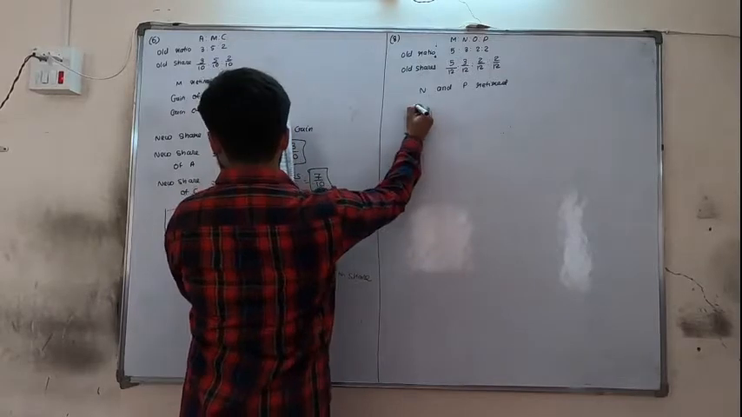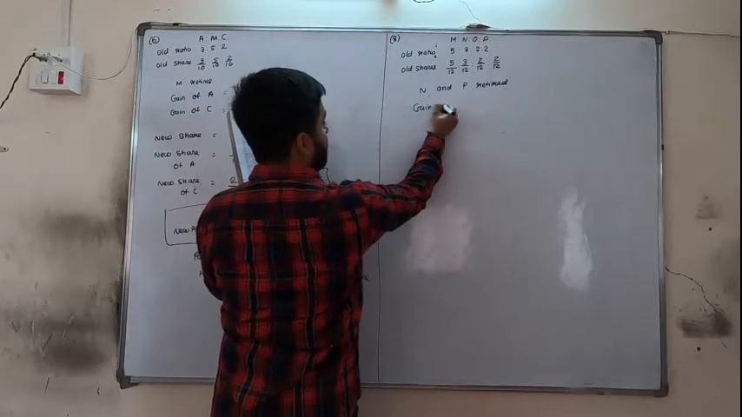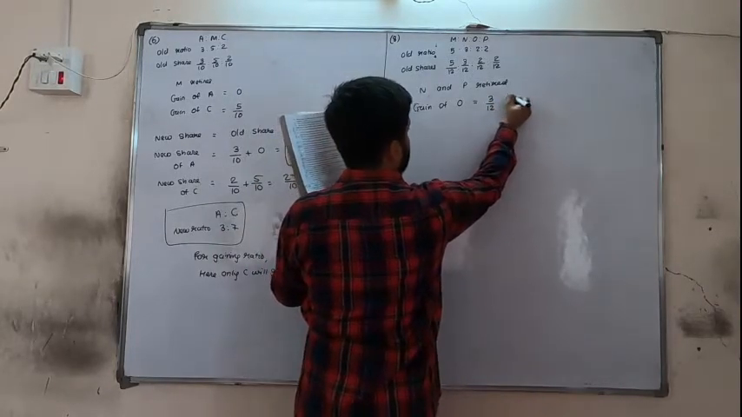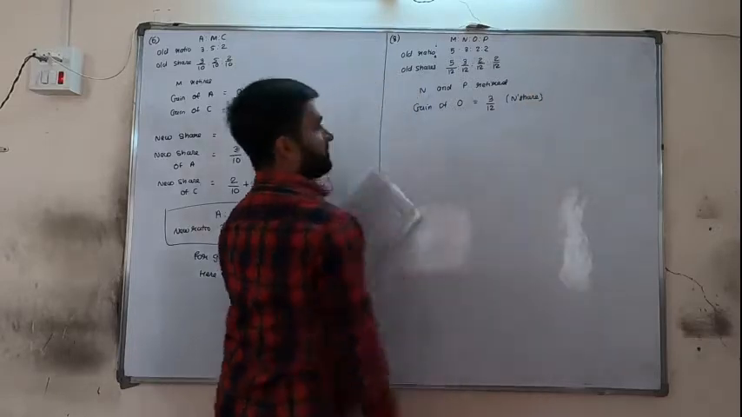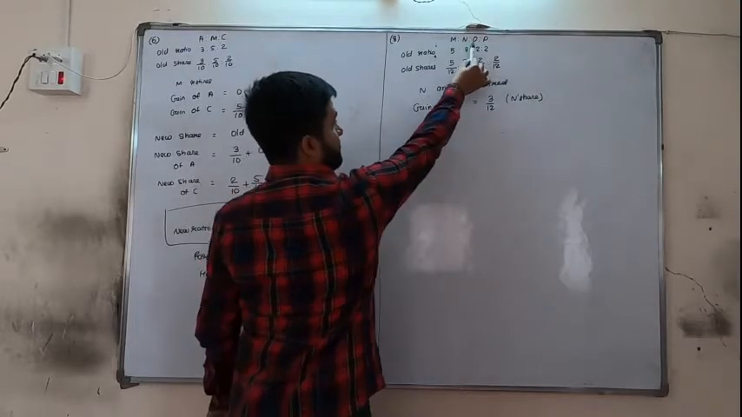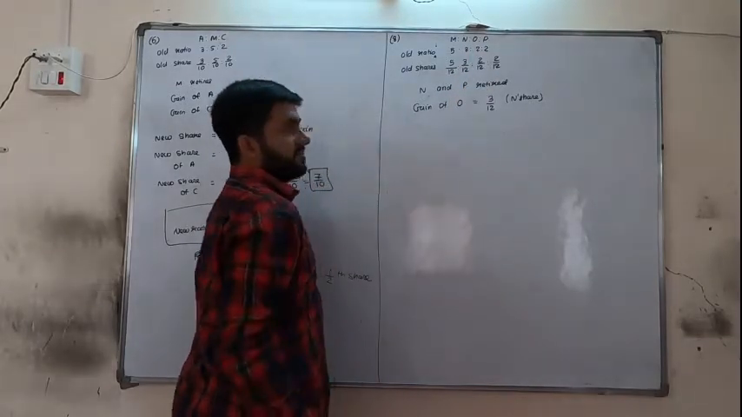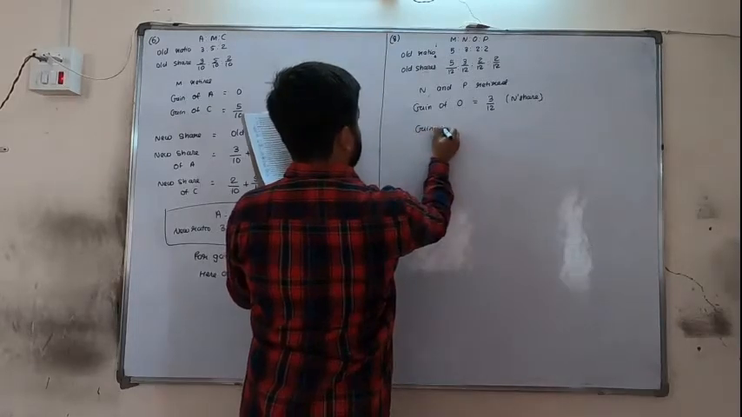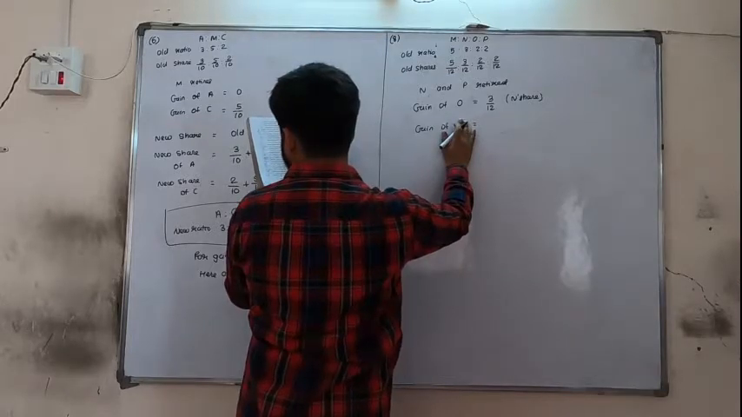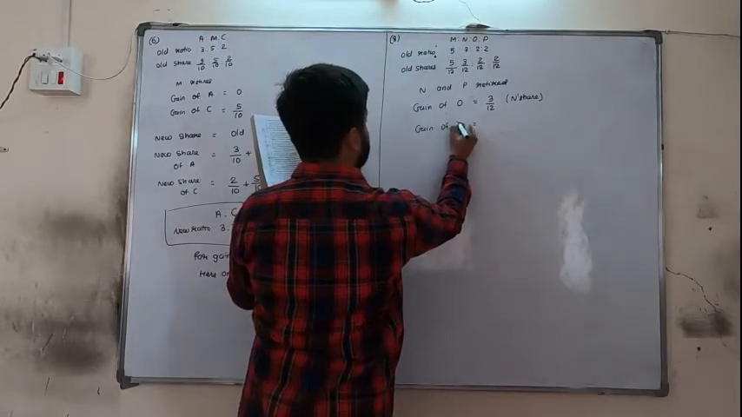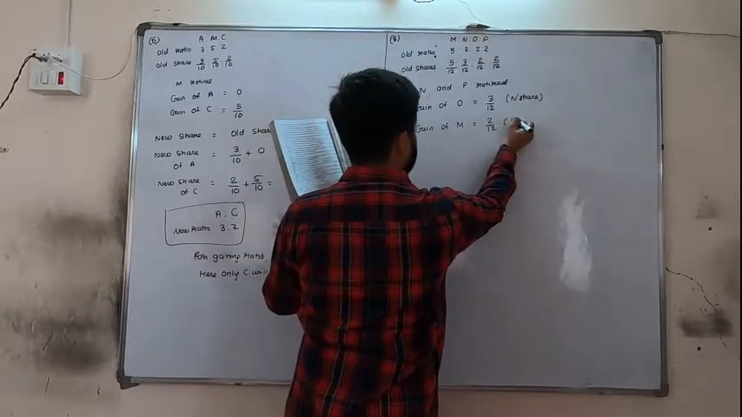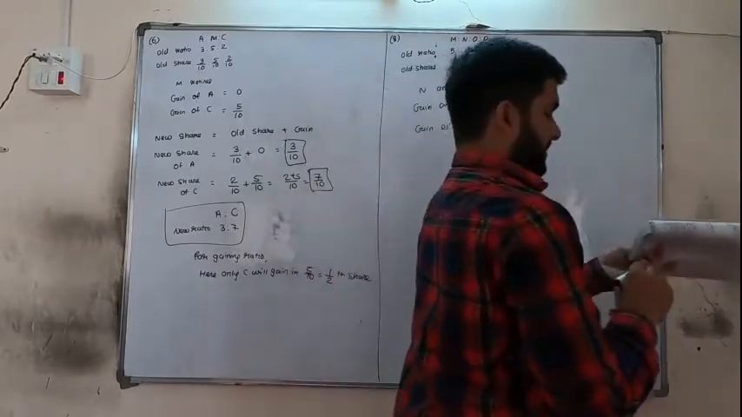N's share is taken up by O. So gain of O will be N's share. Gain of O will be 3 by 12. Why? It is N's share. That share of N is taken by O, so O is getting 3 by 12. Then gain of... sorry, not N. P's share is taken by M. M is taking P's share, 2 by 12.